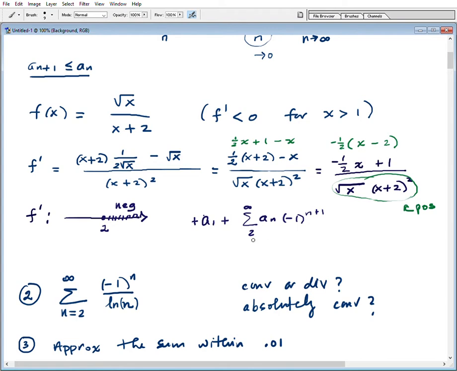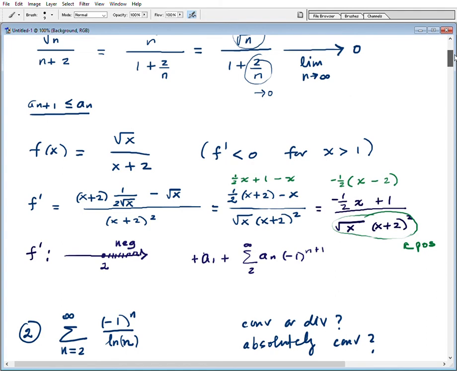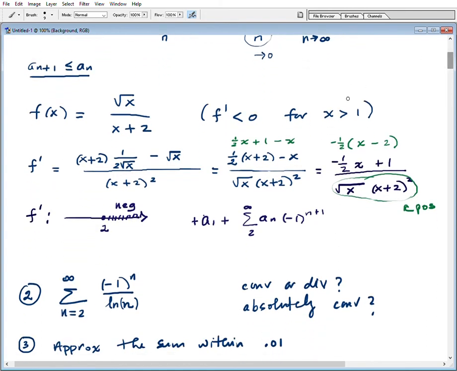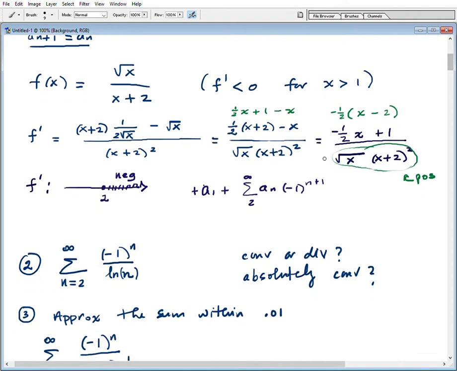All right, so obviously, if the first term is finite, this is just some finite number, the whole thing will converge. So you really don't have to show that f prime is negative for n greater than 1. You could go beyond that, as long as the first few terms aren't equal to infinity, which they don't. They're just finite numbers. Okay, so we did that one.